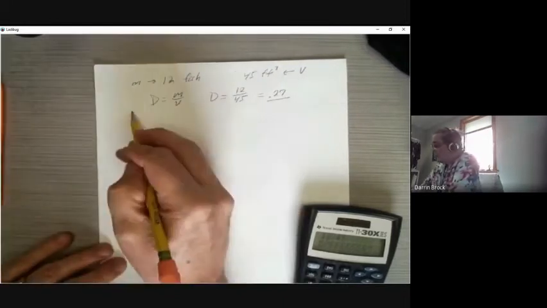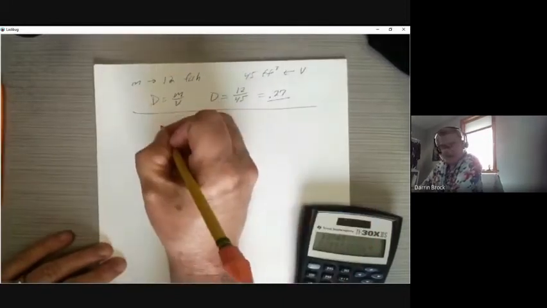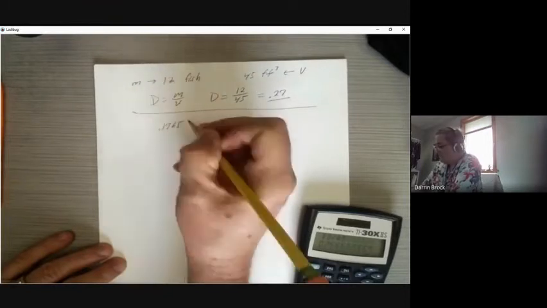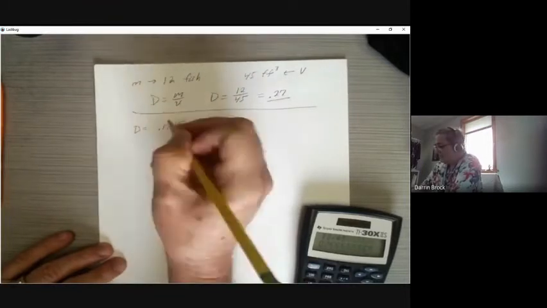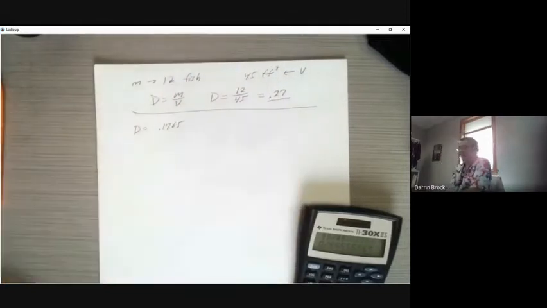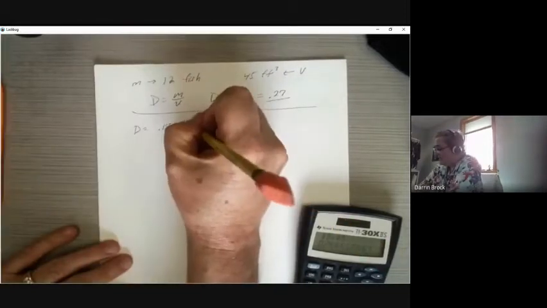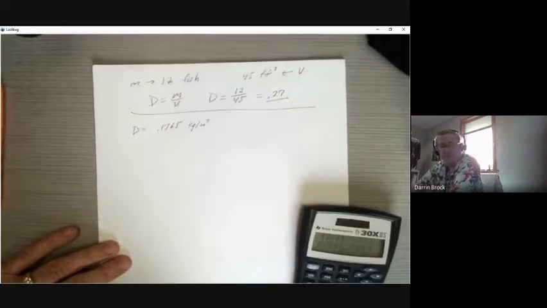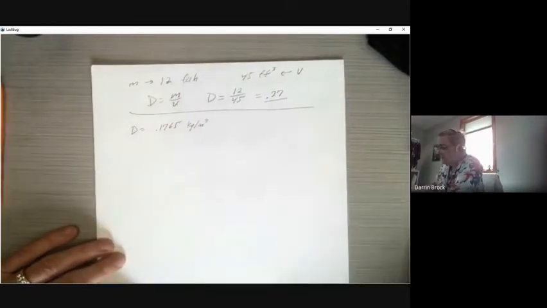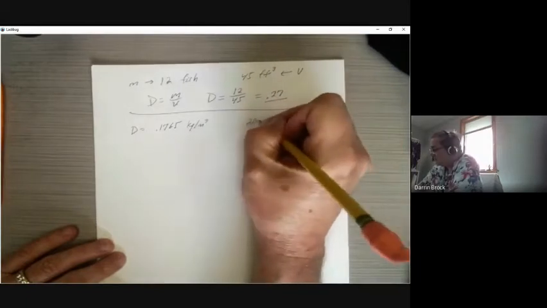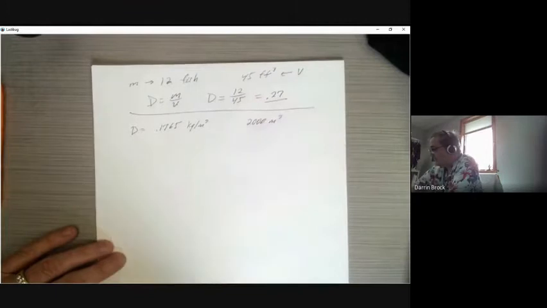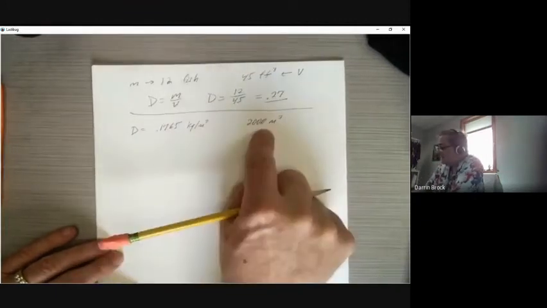Now, they may give you the density. They say, okay, we have a density of 0.1765 of helium in this helium balloon. That's the density. We have that many kilograms per cubic meter. And it says if this balloon holds 2,000 cubic meters of helium, how much helium is in there?